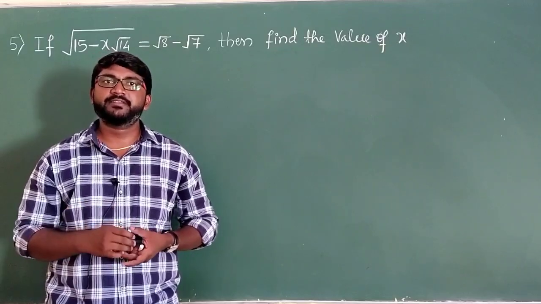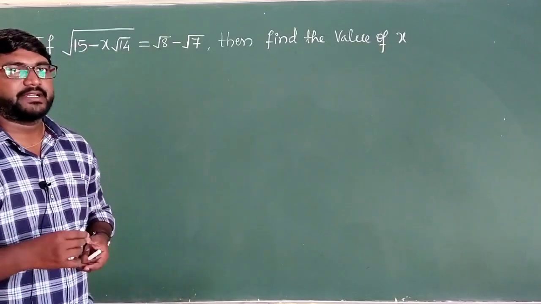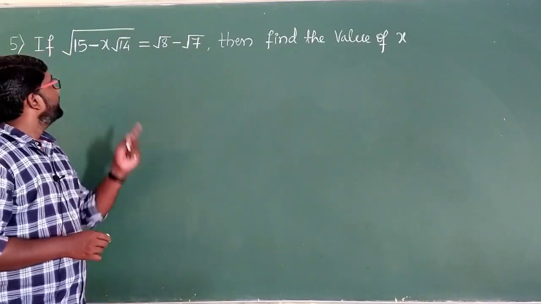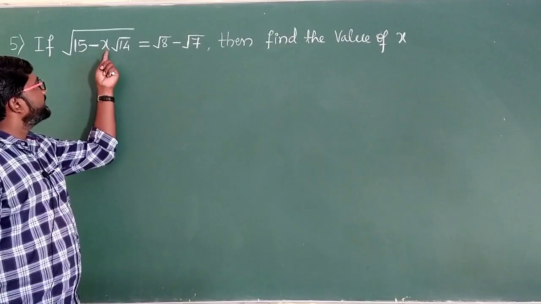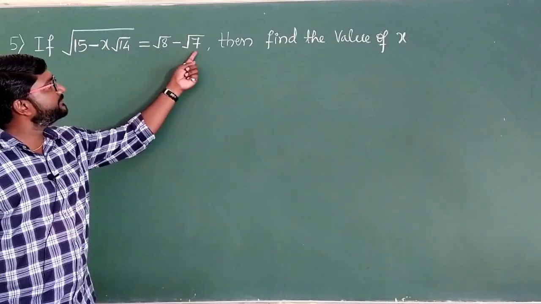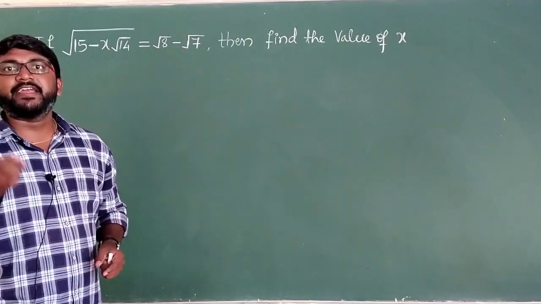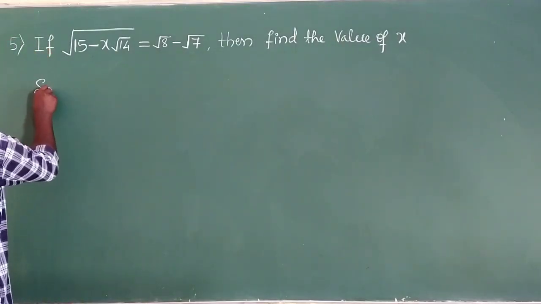In the last class we have solved some example problems. In today's class, let us continue with the next question. The question is, if square root of 15 minus x into root 14 is equal to root 8 minus root 7, then find the value of x. Let us solve this.